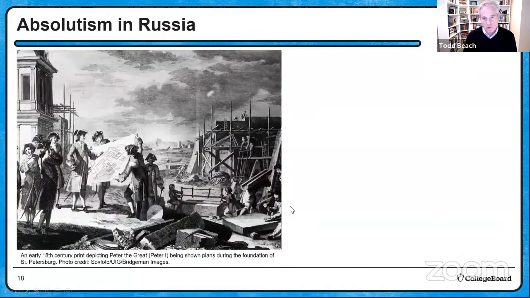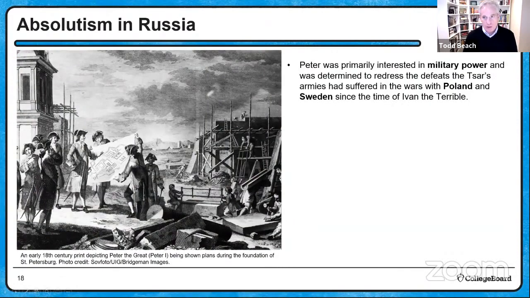Our next absolutist monarch is Peter the Great. I will do this rather quickly. Peter was primarily interested in military power, determined to redress the defeats of the Tsar's armies. He had suffered in the wars with Poland and Sweden since the time of Ivan the Terrible.